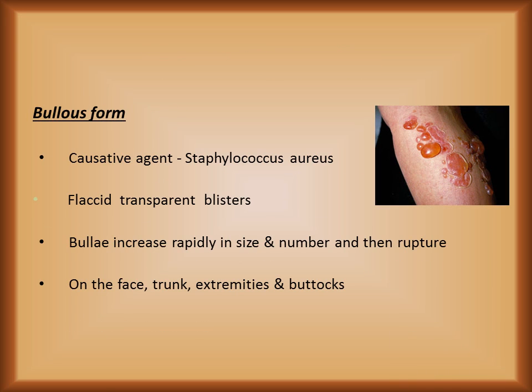The bullous form occurs less commonly. The causative agent is Staph aureus. It usually appears as flaccid transparent blisters. Bullae increase rapidly in size and number and then rupture. The usual affected areas are the face, trunk, extremities and buttocks.